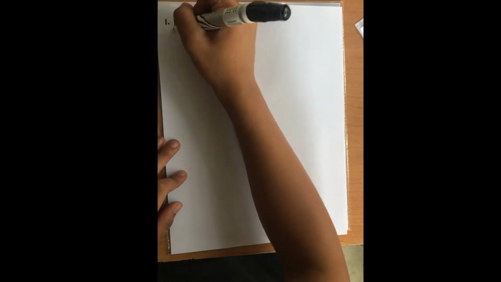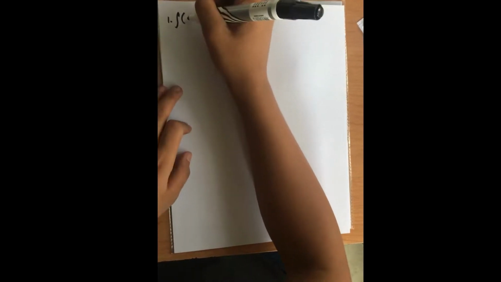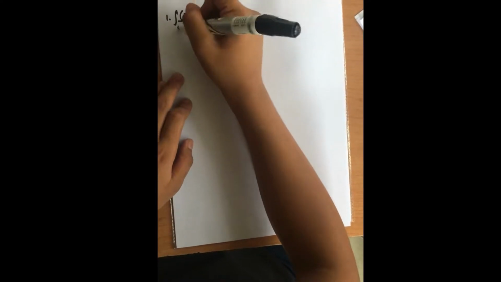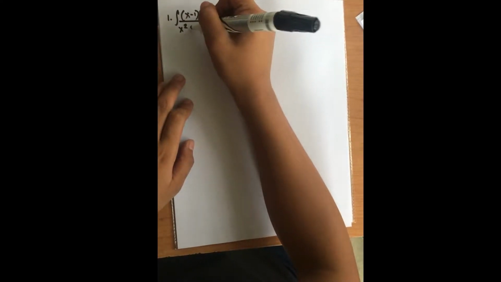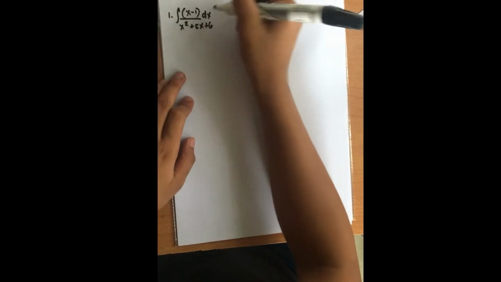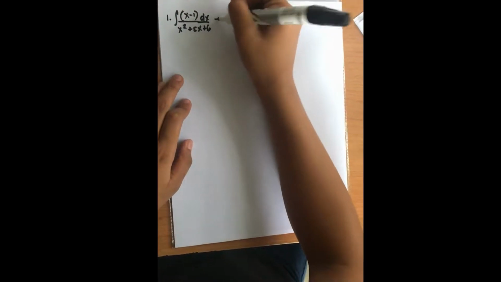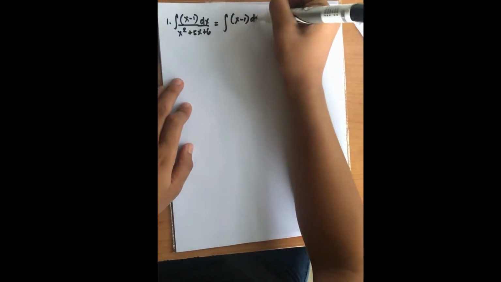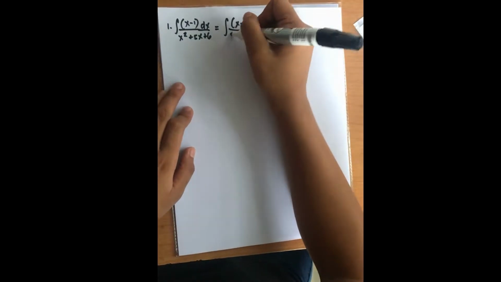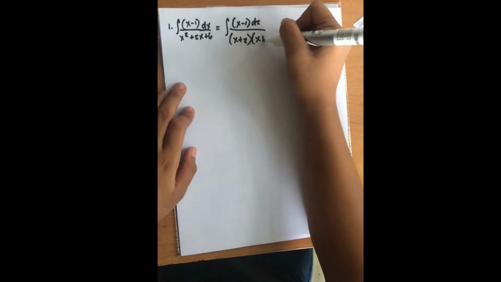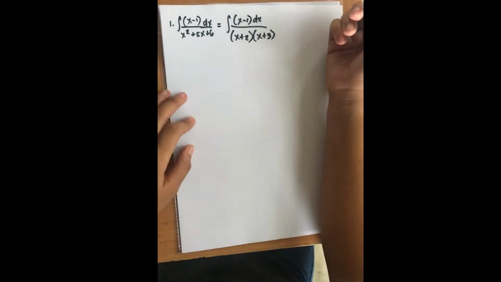First example for linear factor. Given the integral of x minus 1 over x squared plus 5x plus 6 dx equals the integral of x minus 1 dx over the factored denominator, which is x plus 2 times quantity x plus 3.